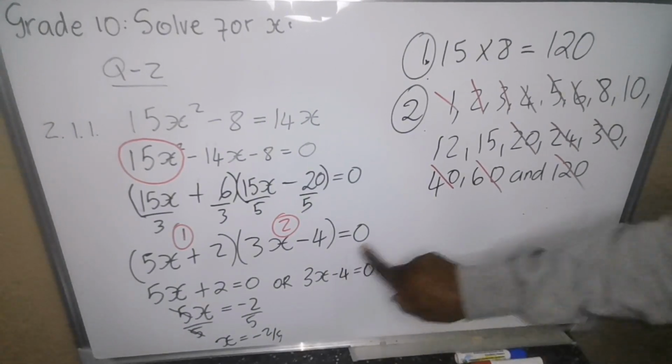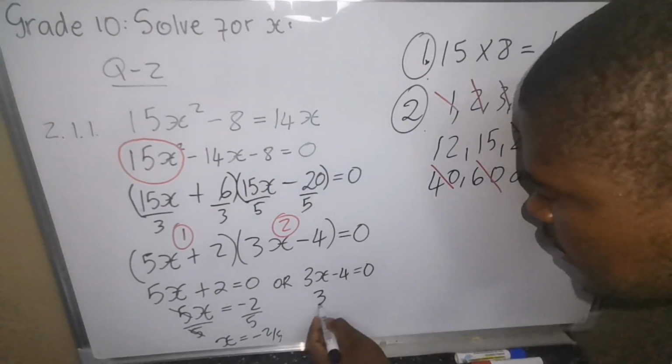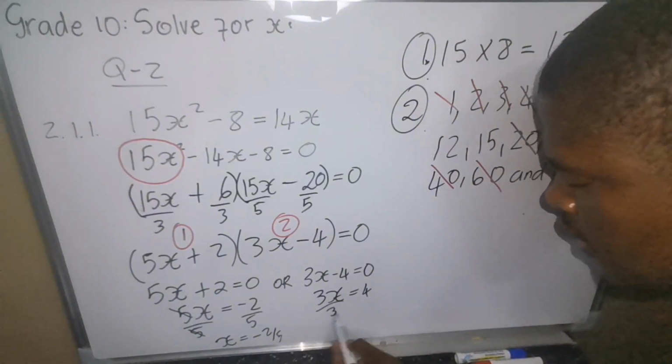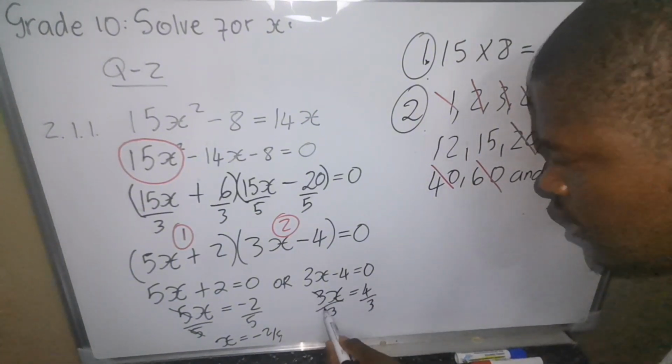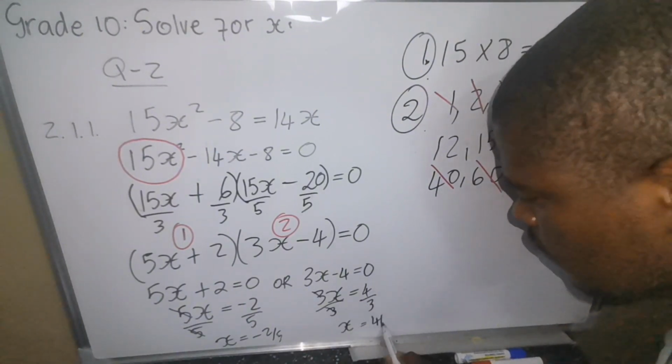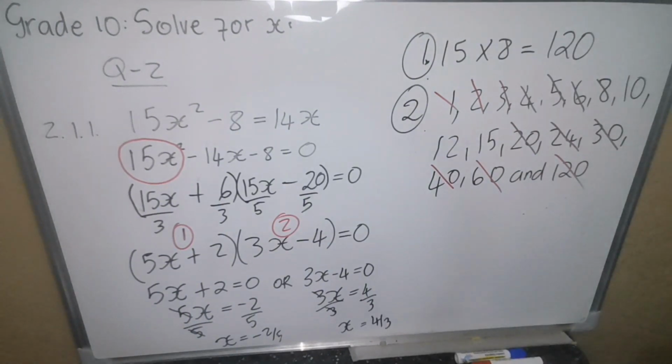Then the second solution, 3x minus 4 equal to 0. I'm going to take this 4 to the right, and I'm going to have 3x equal to 4, and divide both sides by 3. This 3 will divide this 3, and you are left with x. Therefore, x is equal to 4 over 3. Then you're done with your first question, your 2.1.1.